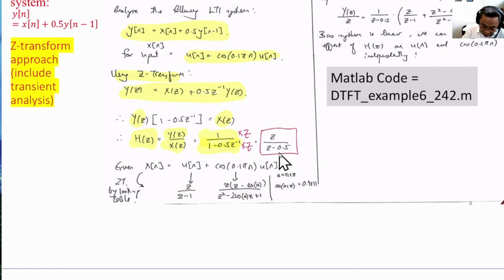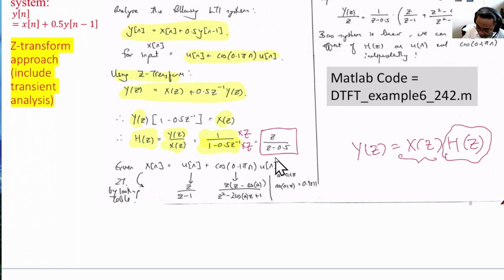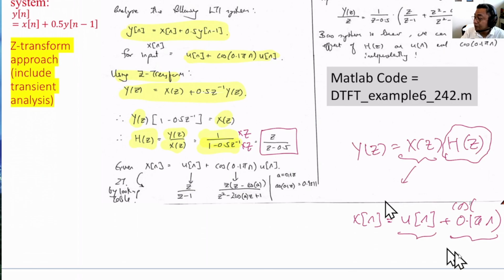So now we have the transfer function H(z), and remember what we need to do is we need to say Y(z) is equal to X(z) times H(z). So we already have solved this guy. So what we need is to get X(z). X(z) comes from x[n], and we have two parts of x[n], u[n], and cosine 0.1 pi n. So we have two terms here, and we need to do the Z-transform of these two terms.